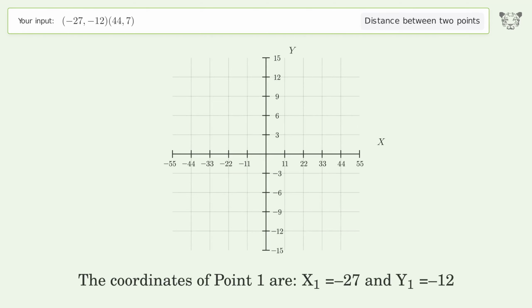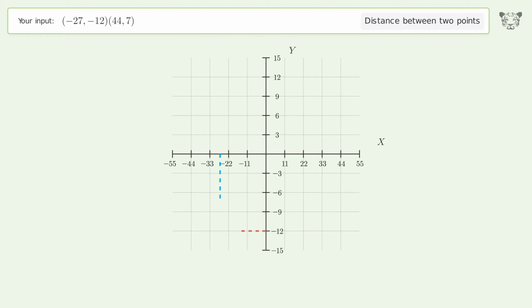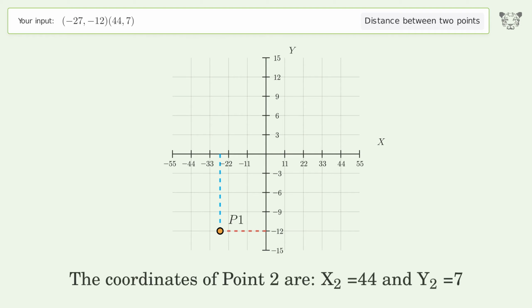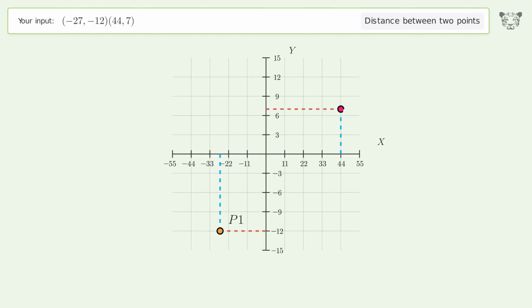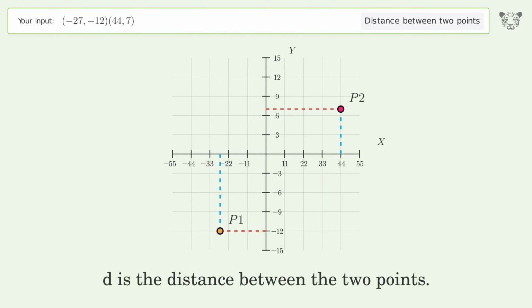The coordinates of point 1 are, x1 equals -27 and y1 equals -12. The coordinates of point 2 are, x2 equals 44 and y2 equals 7. D is the distance between the 2 points.